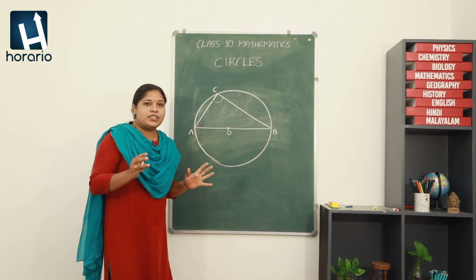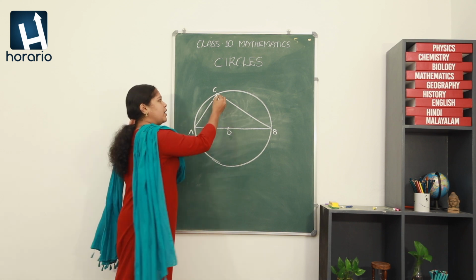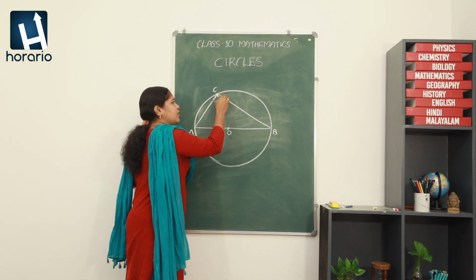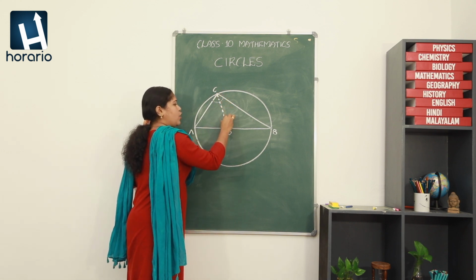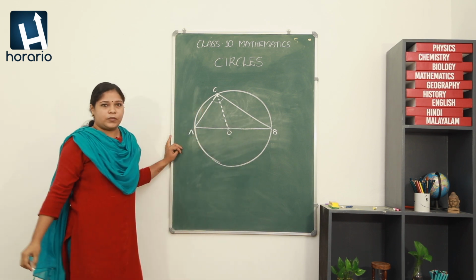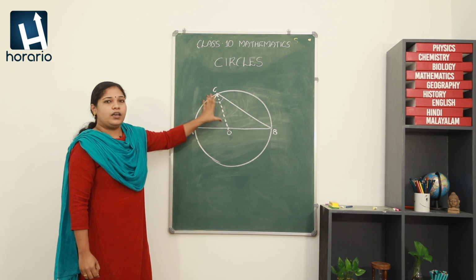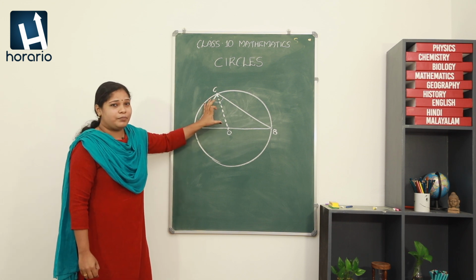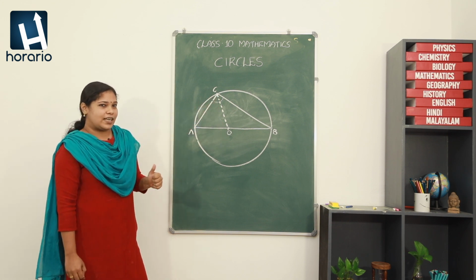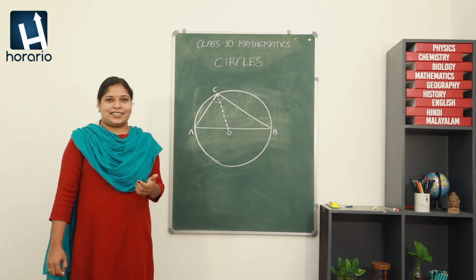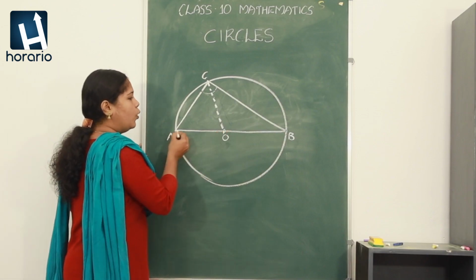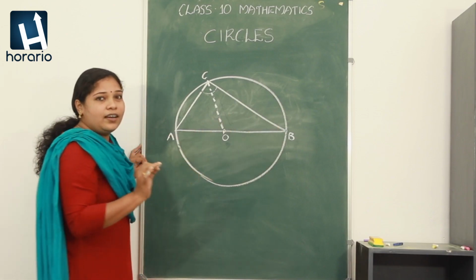We can use algebra and find out the angle. To prove it, let me join C to O. We will get a line segment OC. And what is that line segment with respect to the circle? It is a radius. So OC, OA, OB, everything are radii.